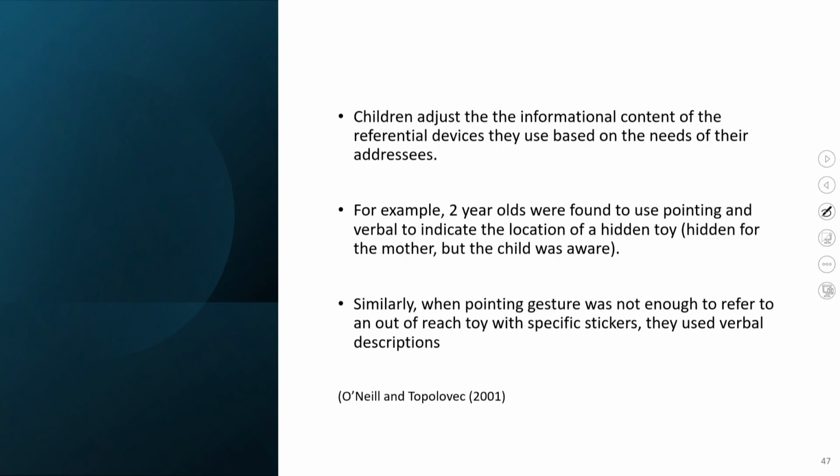Similarly, children adjust the informational content of the referential devices they use based on the needs of their addressees. For example, many studies have looked at it, one of them I have quoted here. So, what they found was they use pointing and verbal language to indicate the location of a toy hidden for the mother. So, they kept on pointing to a hidden object that the child knew, but the mother did not. So, they used a combination of gestures as well as language.